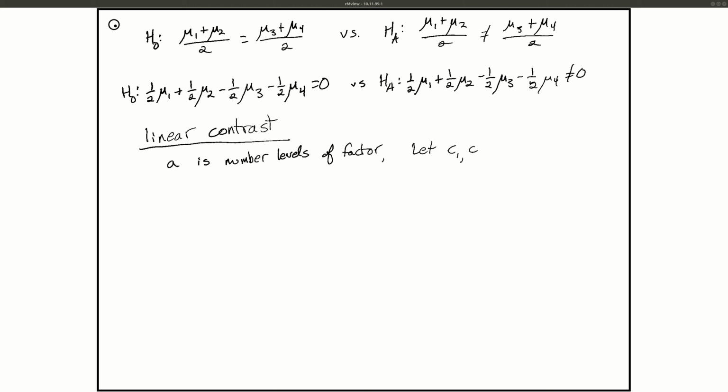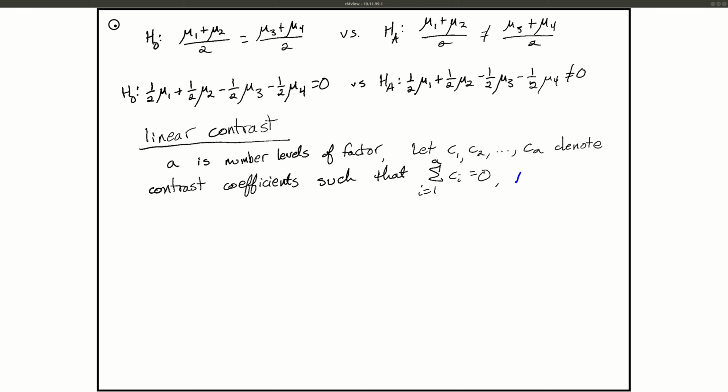We'll let C1, C2, all the way up to C sub A, denote what we'll call contrast coefficients, such that the sum of these contrast coefficients from i equals 1 to A is equal to 0. So the constraint on these contrasts is that they add up to 0.